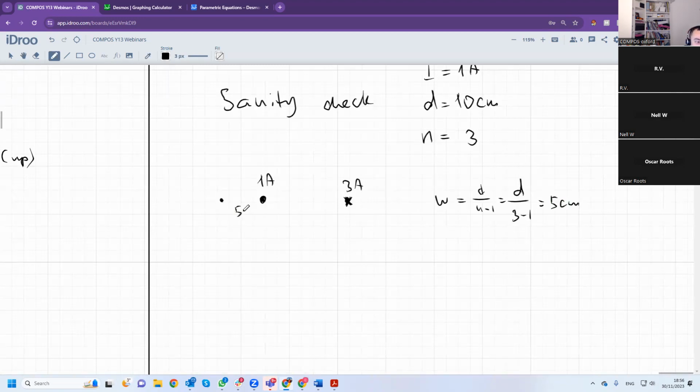So if you're 5 centimeters away from here, and these wires are separated by 10 centimeters, you can see that this wire is 3 times further away, but the current is 3 times stronger. So the fields are the same, because field is proportional to the current and inversely proportional to the distance. So it makes perfect sense, right?